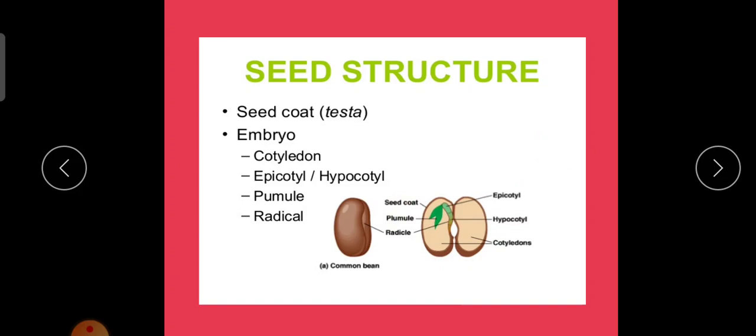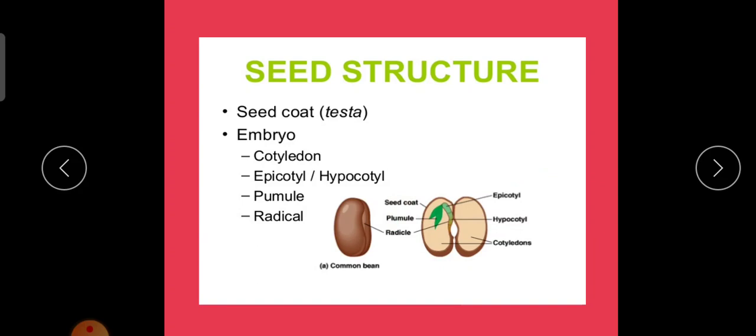Epicotyl, the region above the cotyledons. When a seed germinates, small seed leaves arise, then the seed leaves fall down, and then the stems and leaves and branches arise. Epicotyl: epi means above, cotyl means cotyledons. The region above the cotyledons is known as the epicotyl.